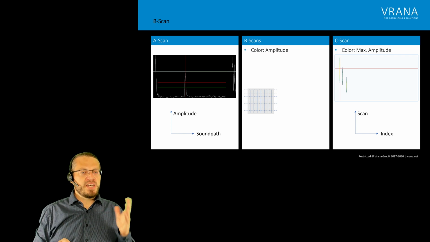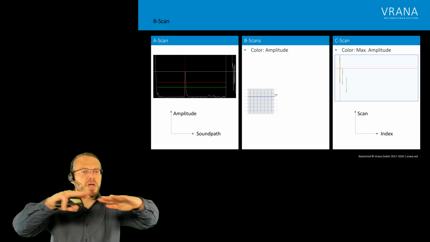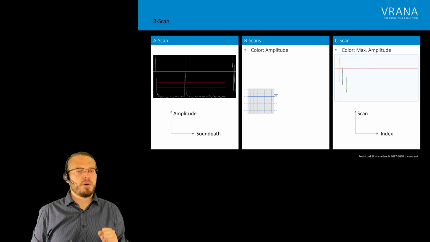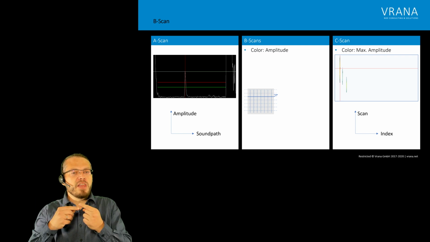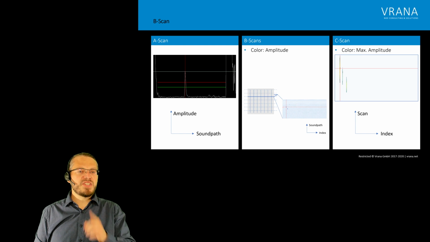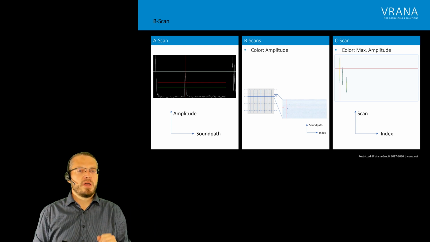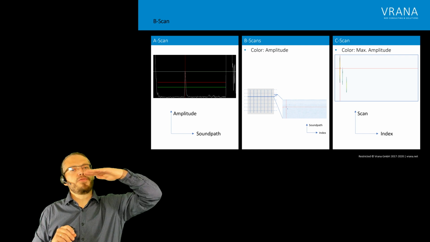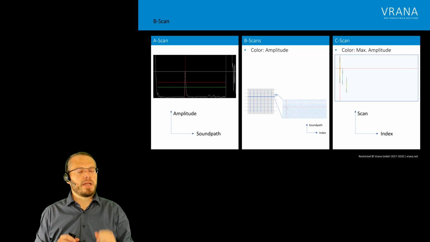What a B-scan does, if we think about a plane through the component, a cross-section through that component, is this: on the one axis, we have our index direction, and on the other axis, we have our sound path. Then we are getting such an image. So this is a cross-section through that component, and we can see those indications quite clearly on that cross-section. Then we can move from one cross-section to the next, and for each one, we will get a different B-scan.